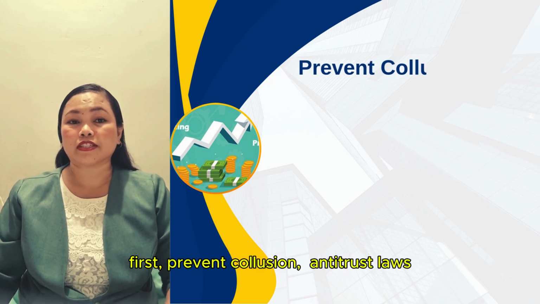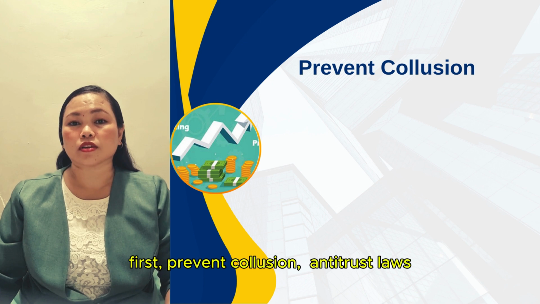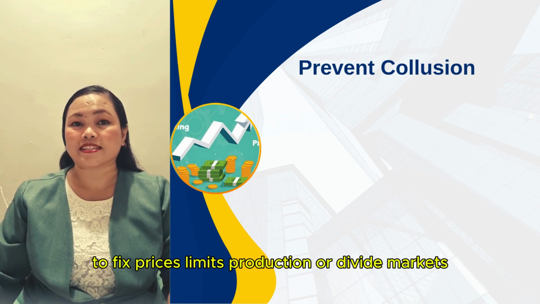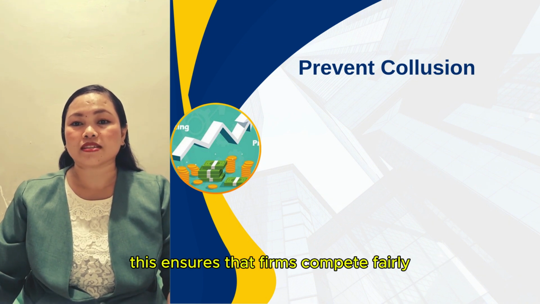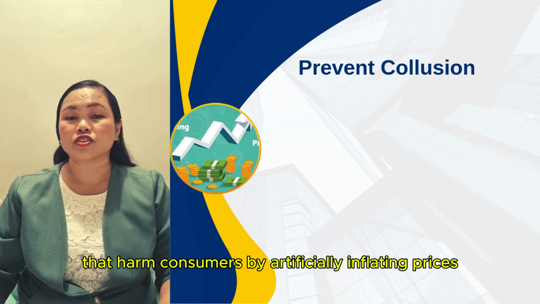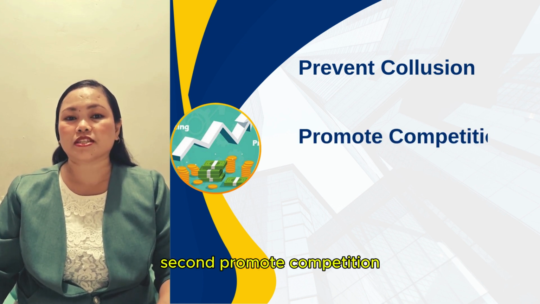First, prevent collusion. Antitrust laws prohibit firms in an oligopoly from colluding to fix prices, limit production, or divide markets. This ensures that firms compete fairly and do not engage in practices that harm consumers by artificially inflating prices. Second, promote competition.